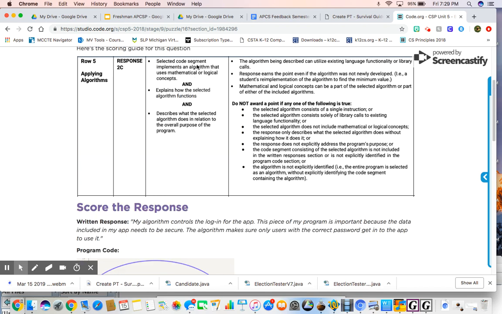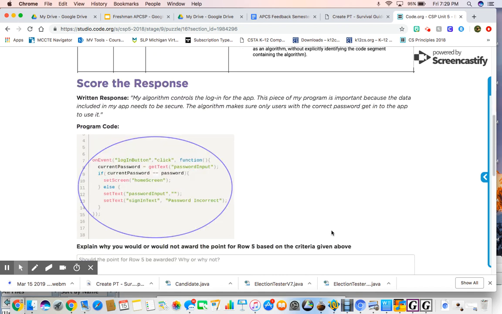Now remember, there are 3 things that this written response must have in order to award the point. So why would you not award the point for row 5 based on the criteria given above? So at this point, you should stop the video, answer the question, and then check your answer. Compare the written response to the circled program code. Okay, stop the video.